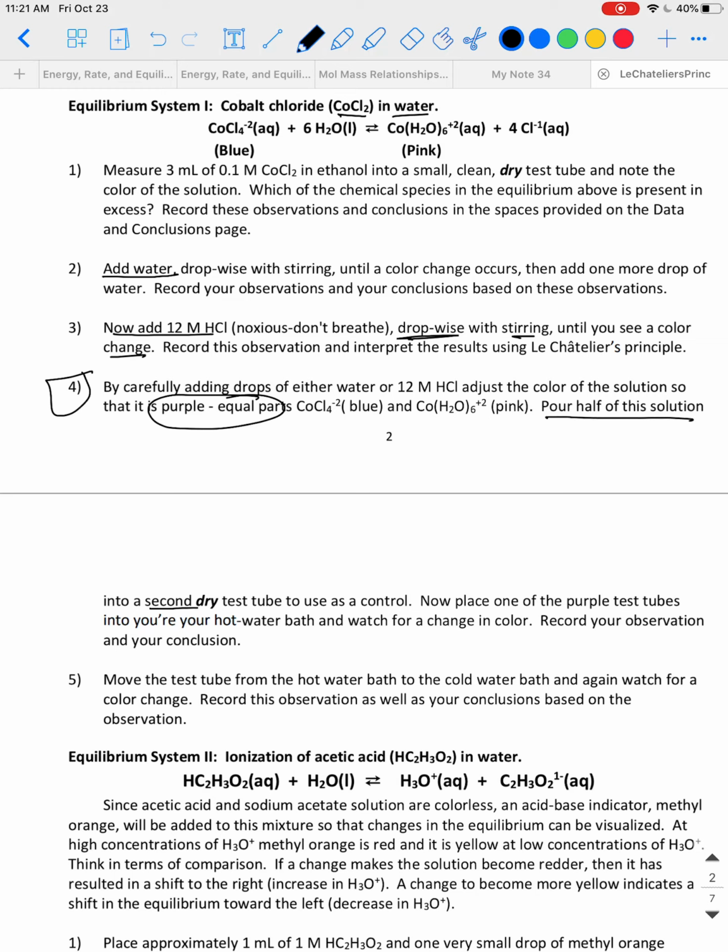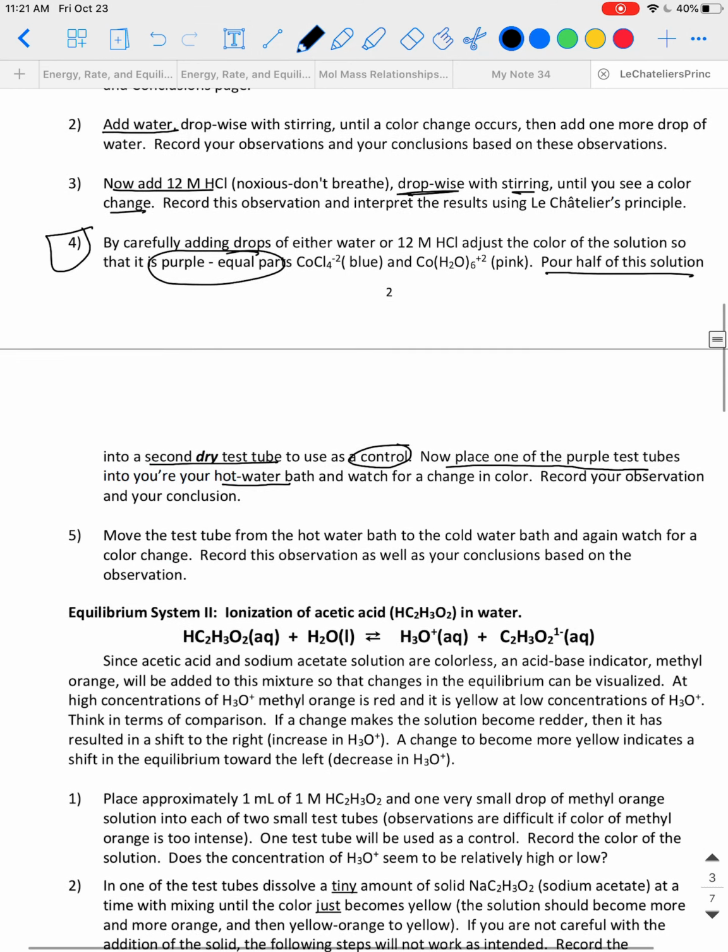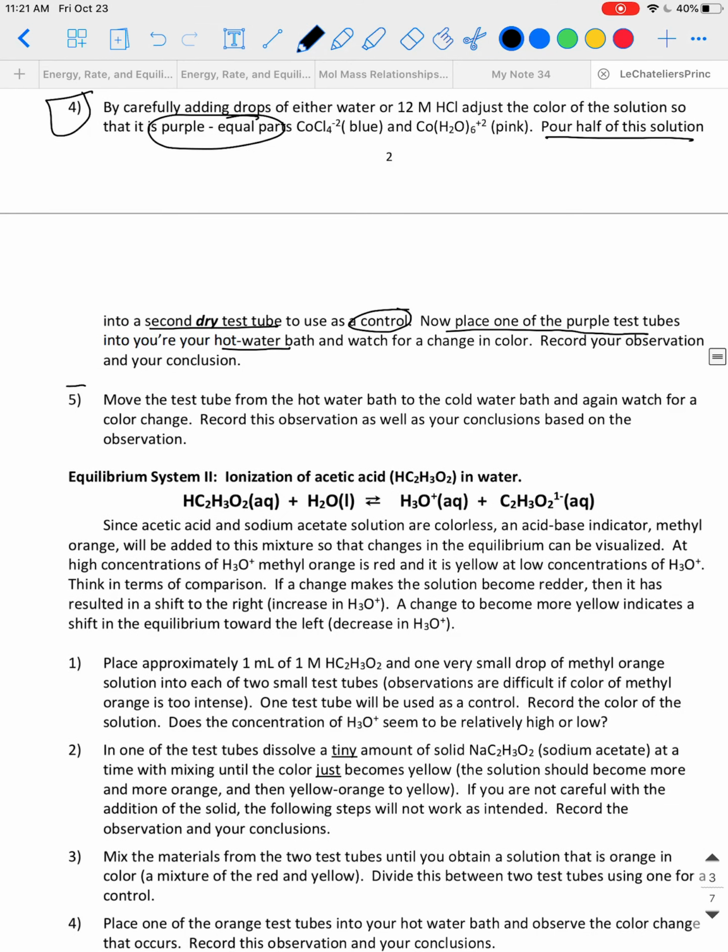That's right in the middle. And then you're going to pour half the solution into a dry test tube, and you're going to use that one as a control. So you're going to get it purple, then you're going to split it up into 2 test tubes, keep one on your test tube rack as a control, take the other one, place it in a hot water bath, all right, then record your observations.